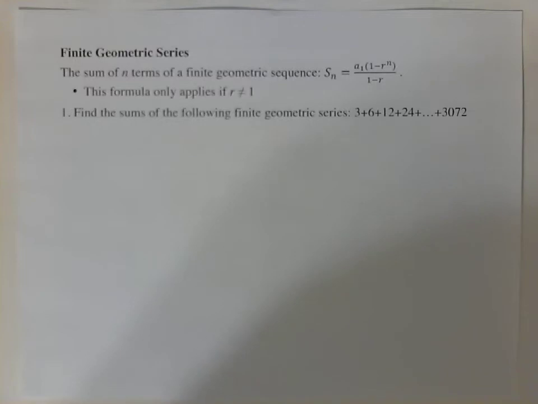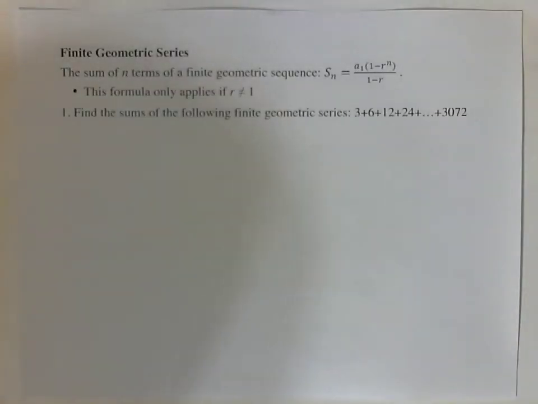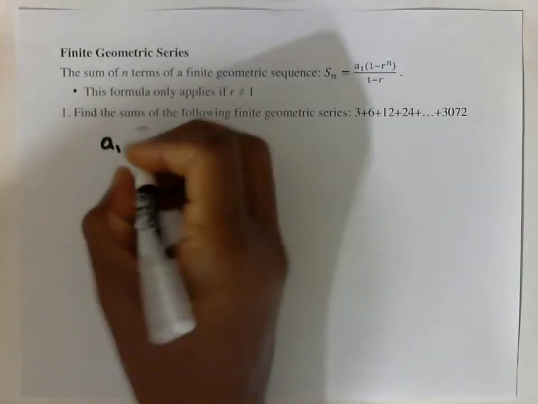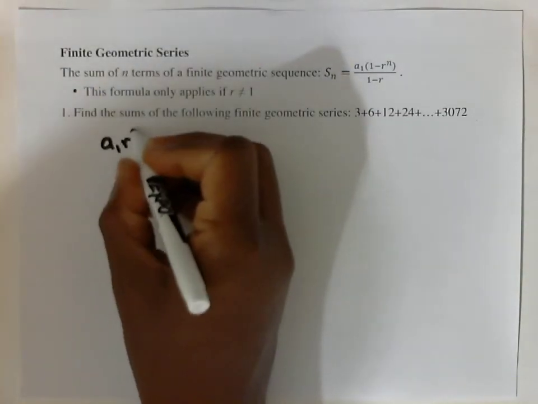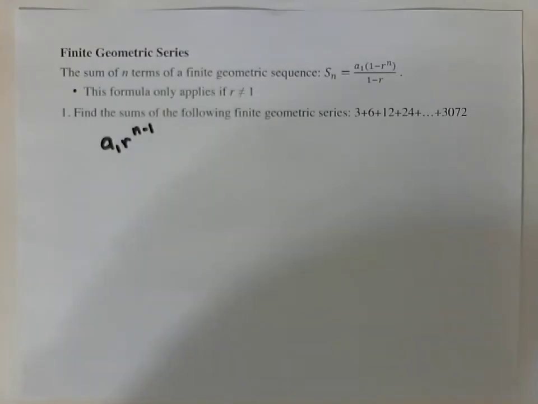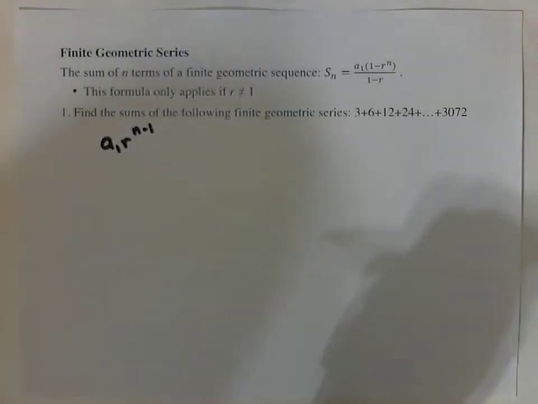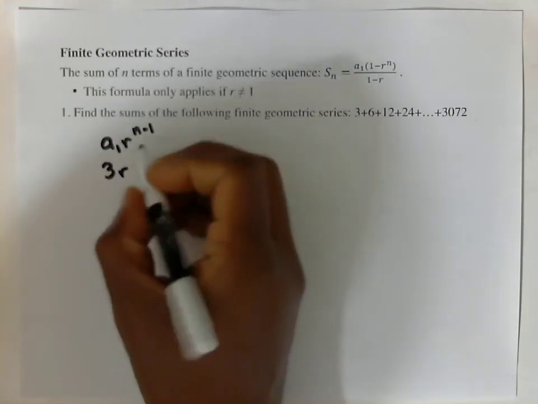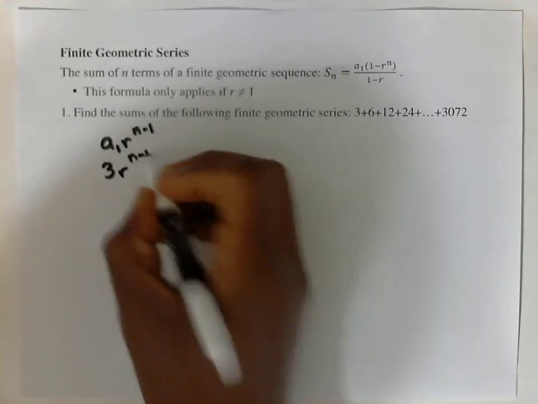Our problem today will find the sum of the following finite geometric series: 3 plus 6 plus 12 plus 24 all the way up to 3072. To start out, we'll use our form of a sub 1 multiplied by r to the power of n minus 1 to find out what our r and our n is to find the sum of our finite geometric series. We know that our a sub 1 is 3, so we can start out with that. We've got 3 times r to the power of n minus 1.